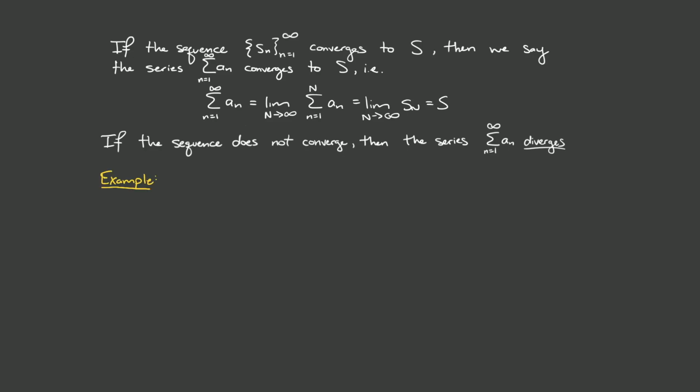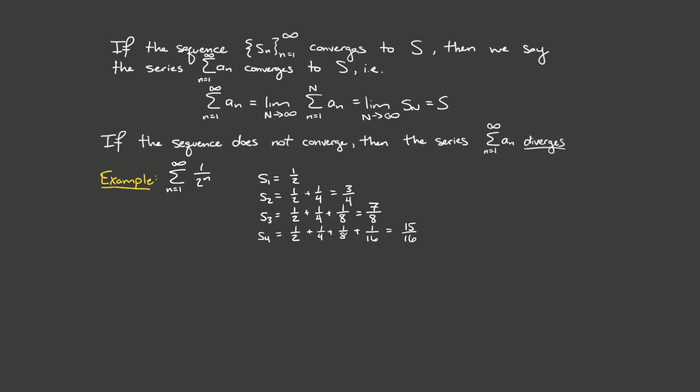So let's go back to our example of the sum from n equals 1 to infinity of 1 over 2 to the n. Does this series converge or diverge? Well, let's start by writing out the partial sums. The first partial sum is just the first term, a half. The second partial sum is 1/2 plus 1/4, which is equal to 3/4. The third partial sum is a half plus a fourth plus an eighth, which is equal to 7/8. And the fourth partial sum is a half plus a fourth plus an eighth plus a 16th, which is equal to 15 over 16.